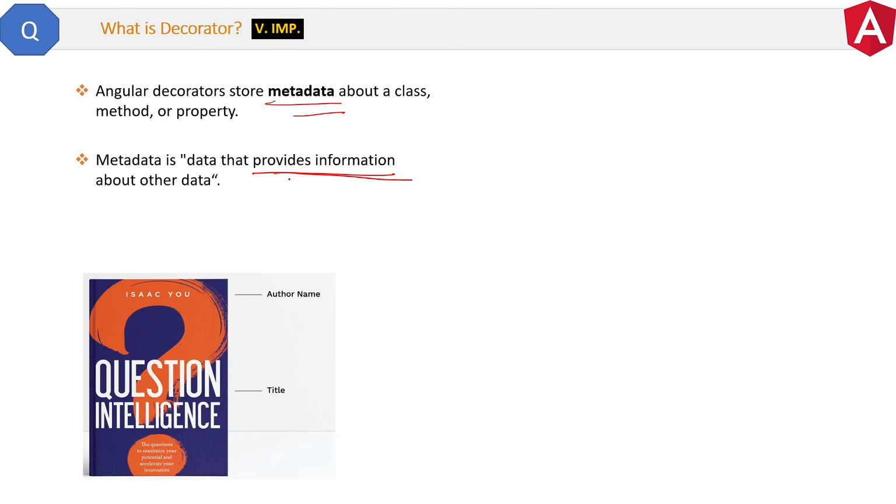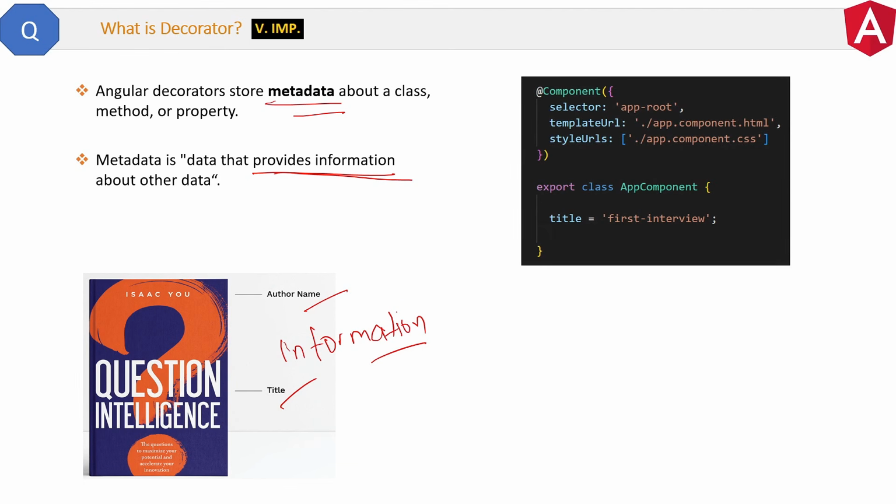For example, suppose you have a book. Then things like author name, title, price, publisher, etc. all this information about the book is metadata only. Meaning it is giving you information about the book, but it is not the main content or data of the book. This is metadata. Similarly, here we have this component file. Now the main logic and data of this component will be inside this class, the app component class, right? But information like the selector is metadata. Similarly, templateUrl and styleUrls will be the metadata.